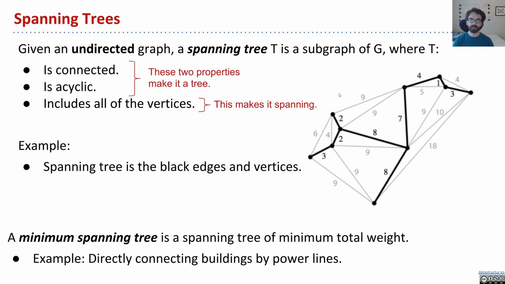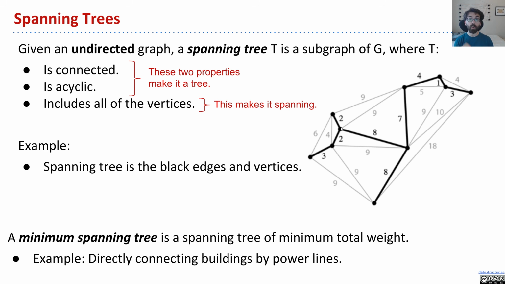the vertices. So if we consider this graph we have here on the right side of the screen, we can see that it is connected in the sense that there are no pieces that are disjoint from any others. It's acyclic, there's no cycles, and it includes every single one of the vertices. So those first two properties make it a tree, the fact that it's connected and acyclic, and the fact that it includes all the vertices means it is a spanning tree.